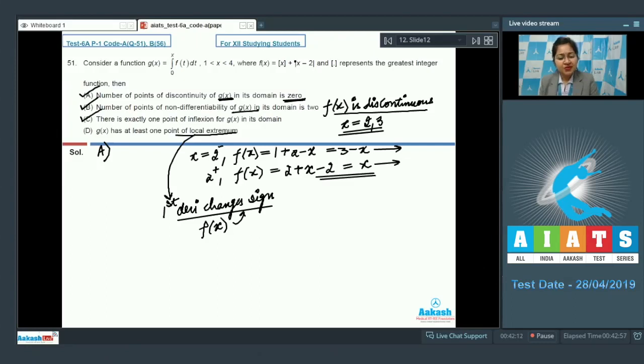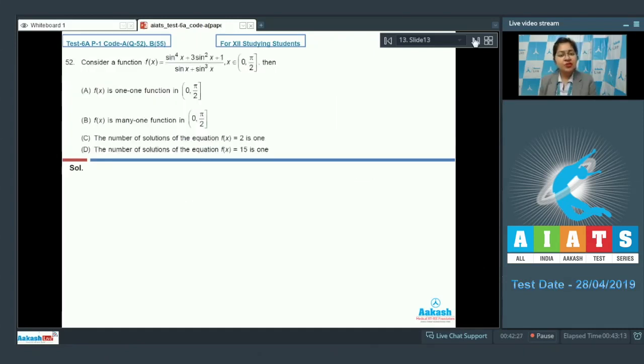So f'(x) is always greater than 0, which means that it will not change sign. So it has 0 points of local extremum. So the answer of this question will be A, B and C. Next, let's discuss question number 52 now.